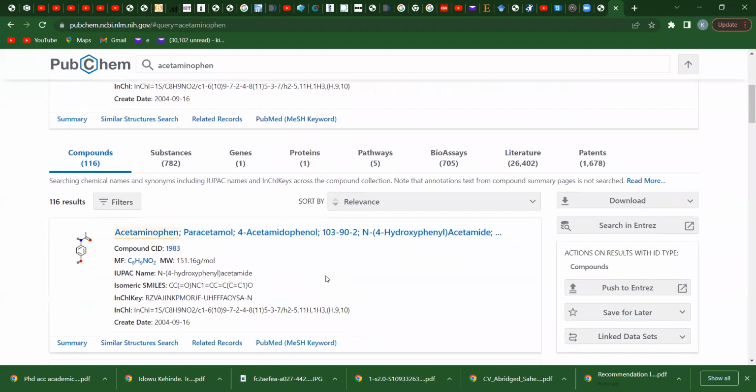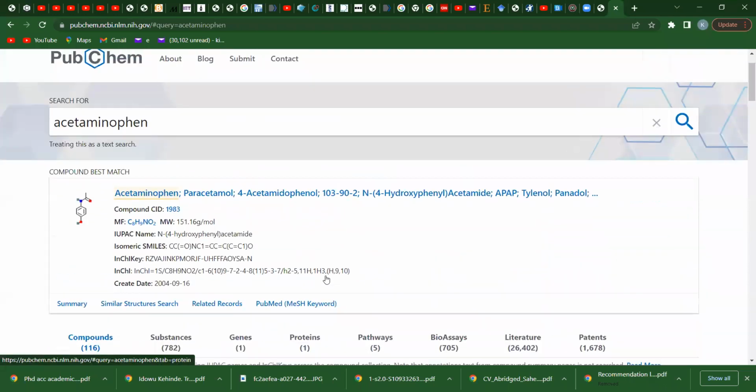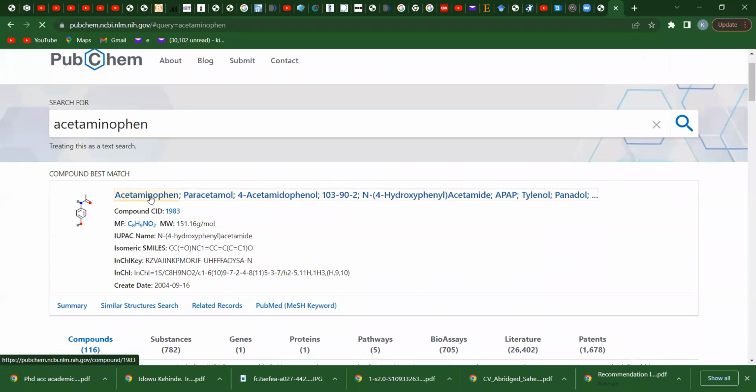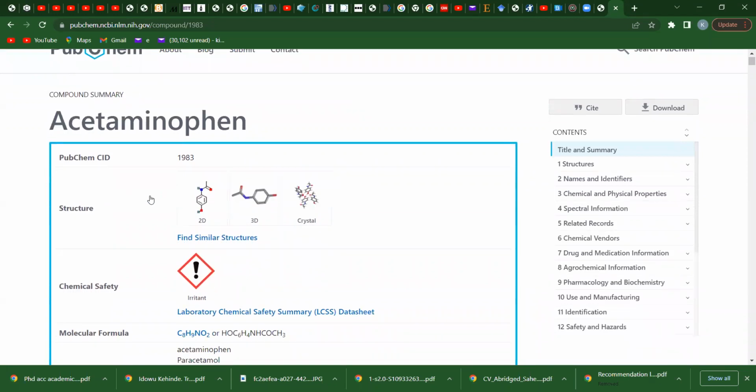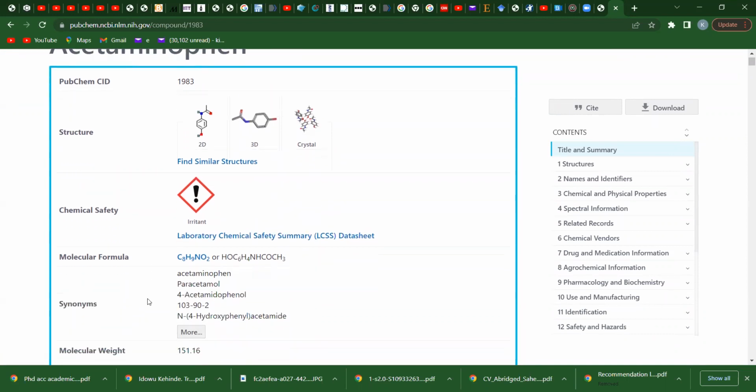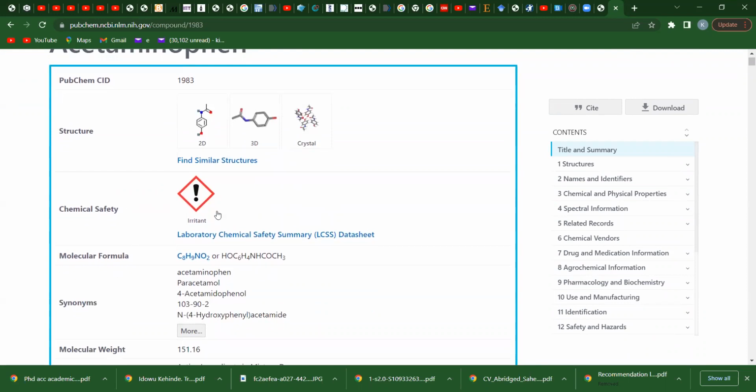There are different forms of it, and other names. So let's take this first one. Click on it. Now, this is the first information you are going to get about it. Can you see? It gives you the structure of acetaminophen. That's paracetamol, right? This is the 2D structure, 3D structure, crystal structure. Are you getting it? Now, chemical safety, it says it's an irritant. So care should be taken when using it.